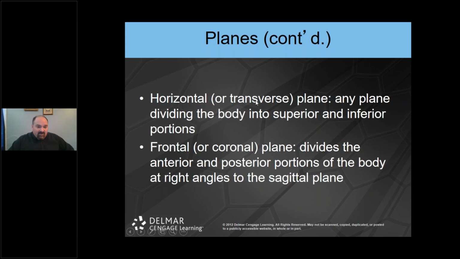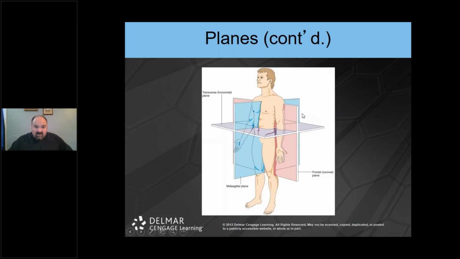Horizontal, also known as the transverse plane. Frontal, also known as the coronal plane. So let's take a look at these. Here we have the frontal, or coronal, plane. It's in pink, right here, and it's separating the body into an anterior portion and a posterior portion. The transverse, or horizontal, plane is right here and separates the body into superior and inferior portions. And if this were on an angle, it would be the oblique plane. Okay, so the oblique plane.